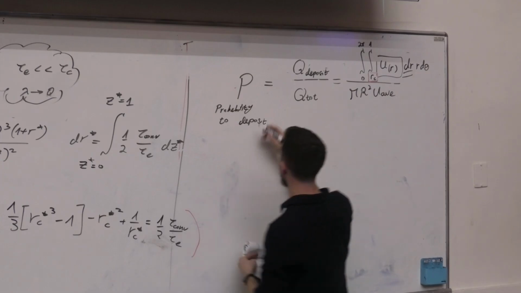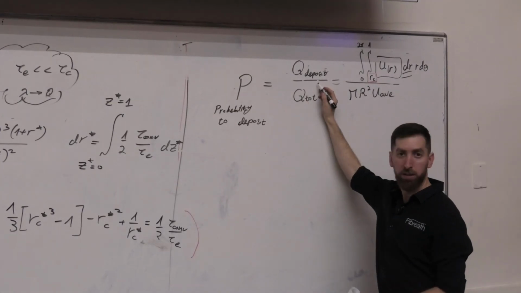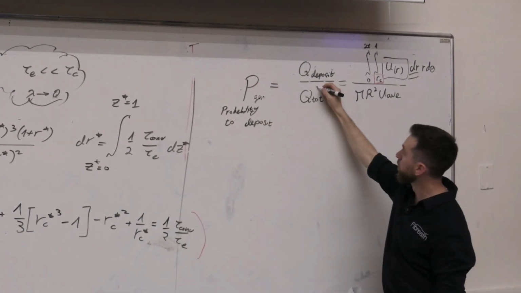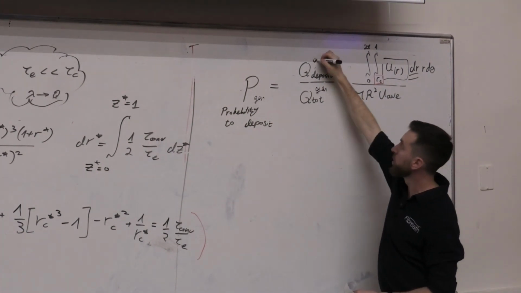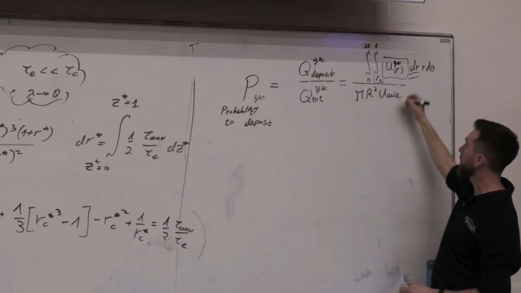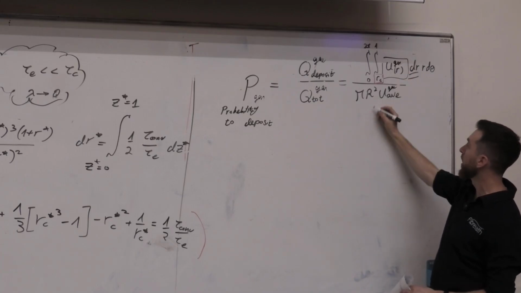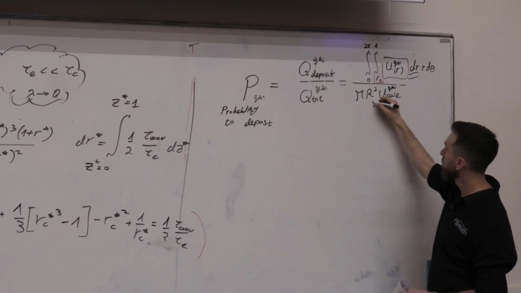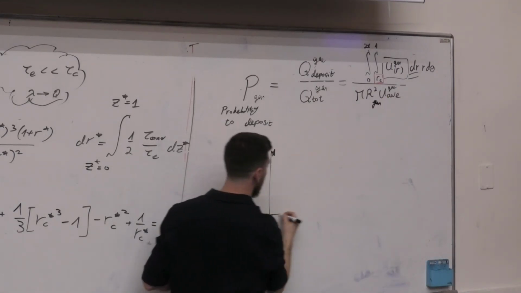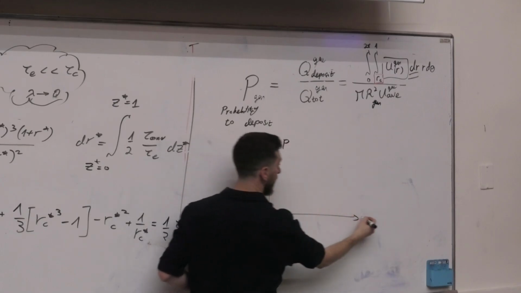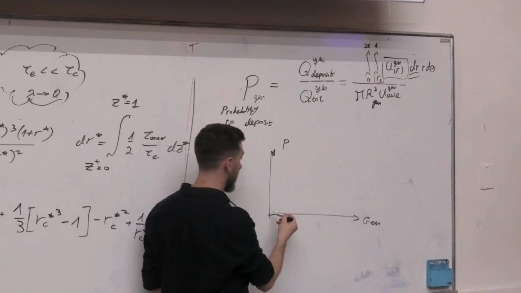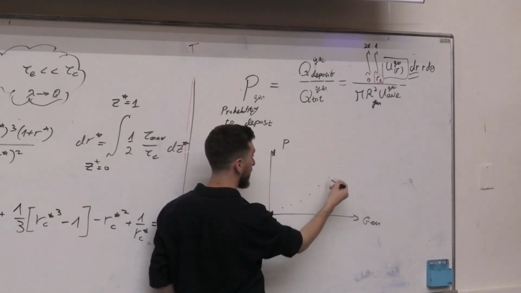the probability to deposit in a specific generation. I can put here gen, I can put here gen, right? This is U of some generation, this is U average of some generation, this is radius of some generation, right? And I can plot the probability of every generation, right? This is the probability here, here, here, here, here, here, here, here.